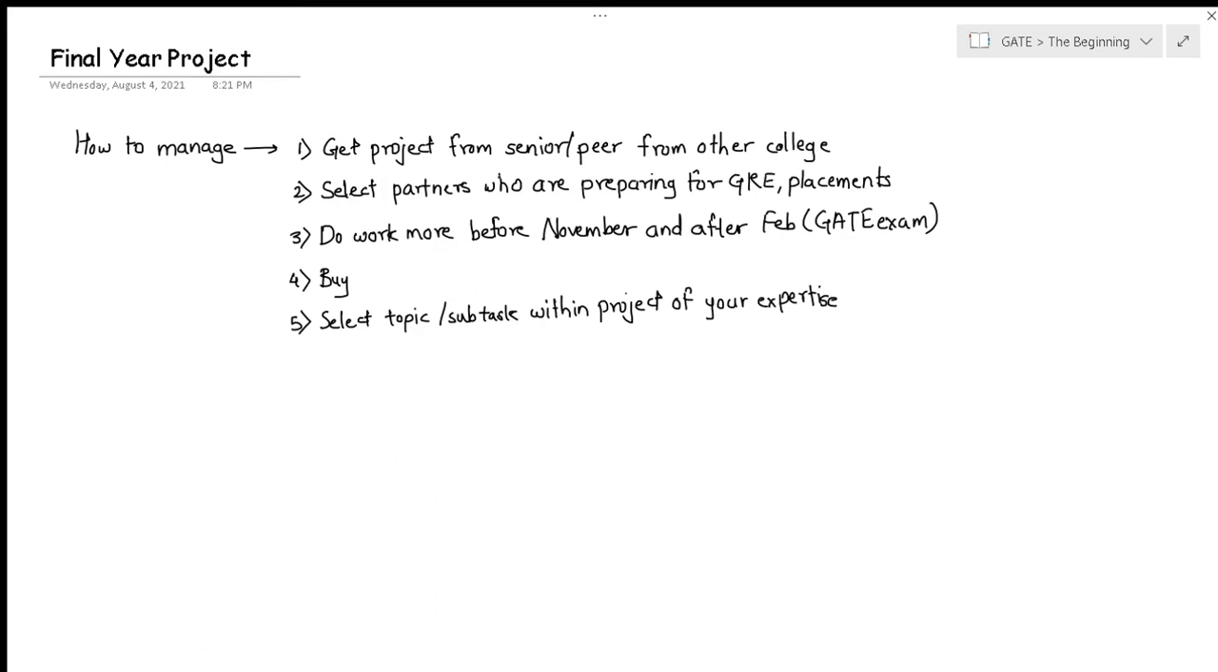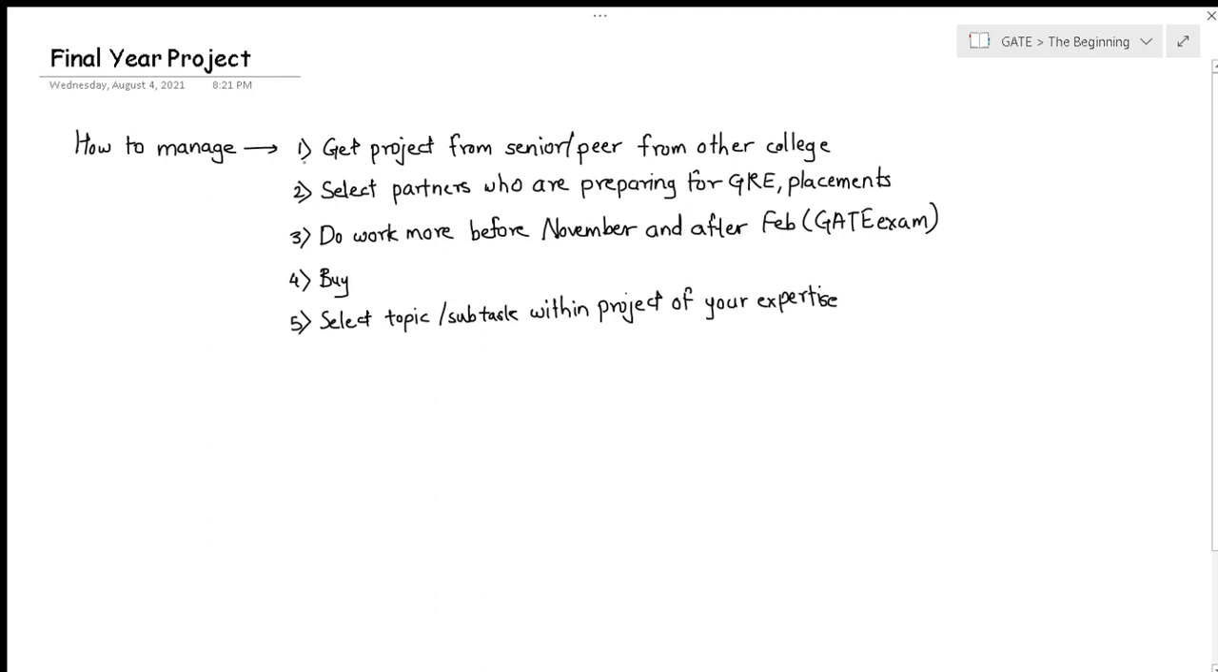Many of the things I personally did them, but that's fine because it's worth devoting time to the GATE rather than the project. So let's see what the key insights are which I know about this thing.